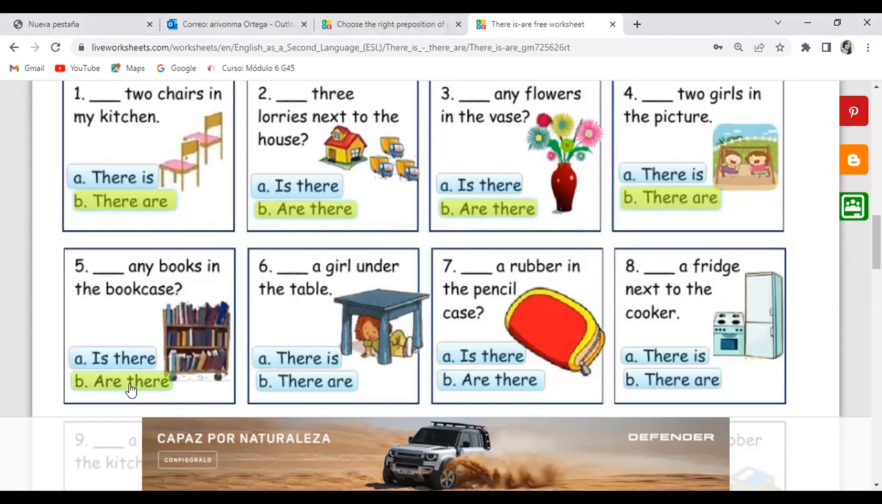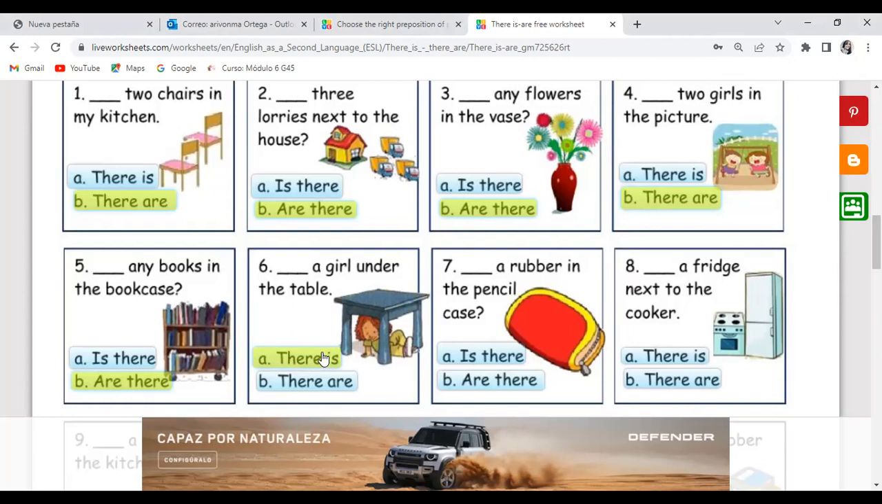Next, a girl under the table. There is or there are a girl under the table. Tell me, guys, what do you say? In number 6, I say there is. Okay, Catalina, there is a girl under the table.